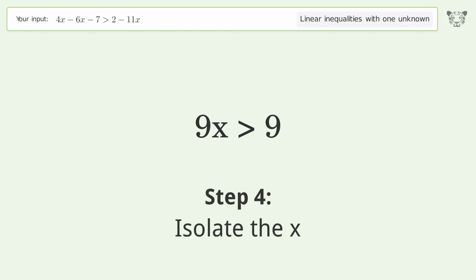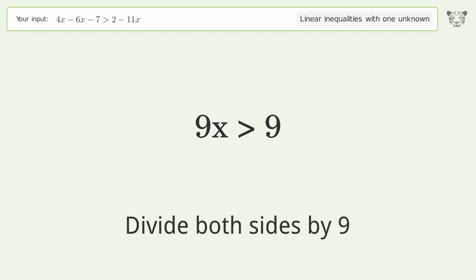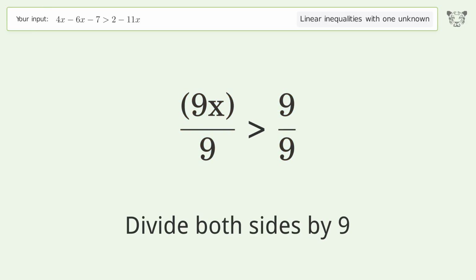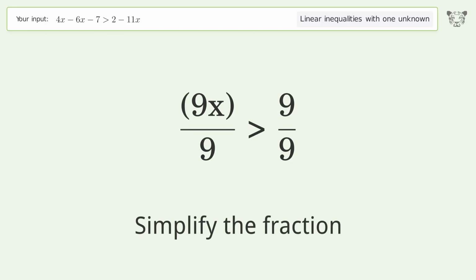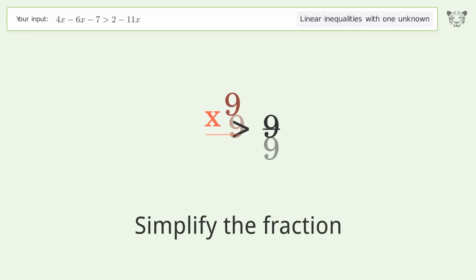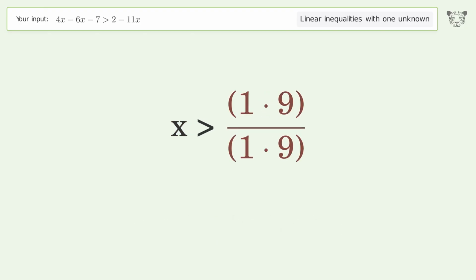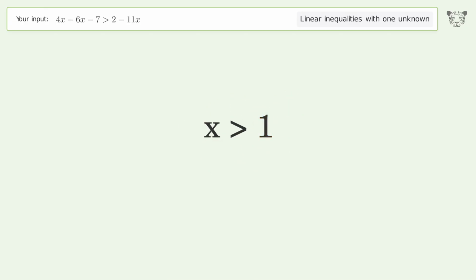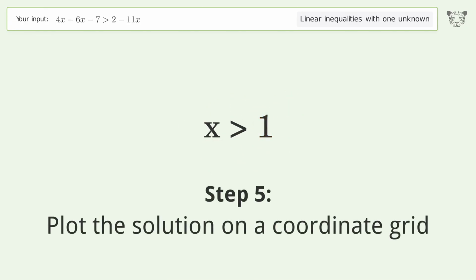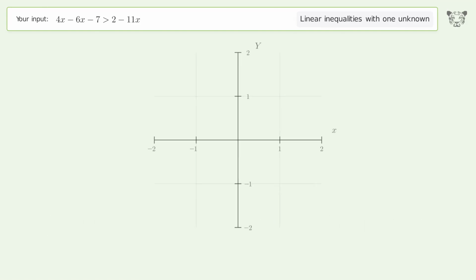Isolate the x. Divide both sides by 9. Simplify the fraction. Plot the solution on a coordinate grid. And so the final result is x greater than 1.